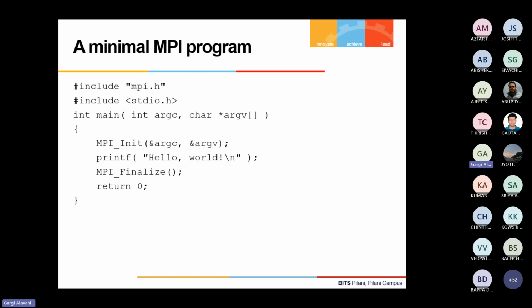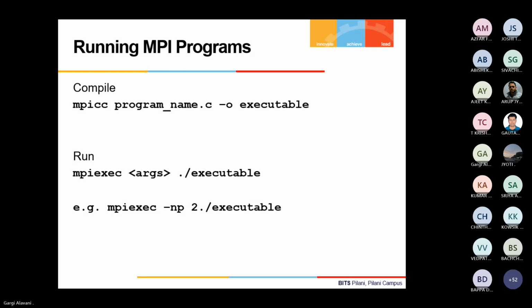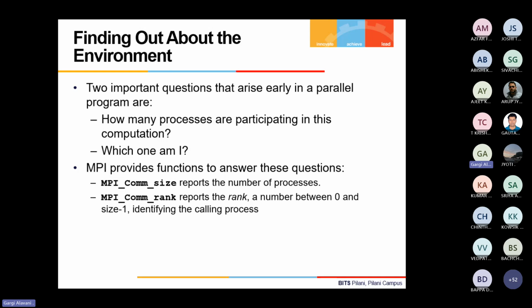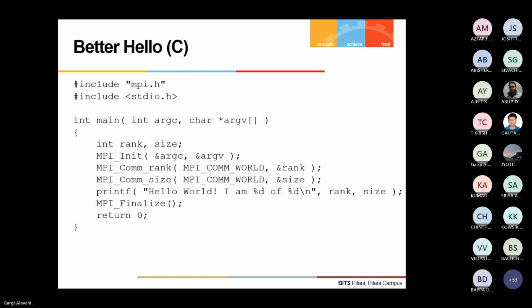So we have seen the minimum MPI program. If you want to run the MPI program and find out about the environment, we can do it by checking MPI_Comm_size, which gives us the number of processes, and MPI_Comm_rank, which tells us the rank of the process, a number between 0 and size minus 1, with which we identify the calling process. So we've seen this code.